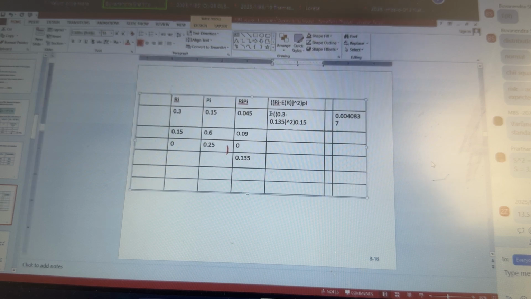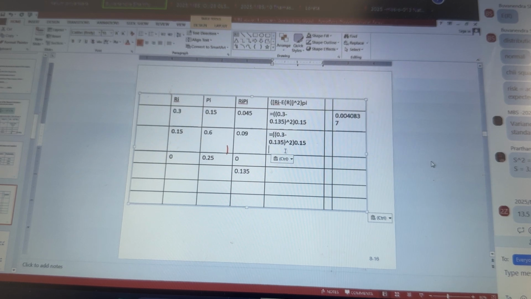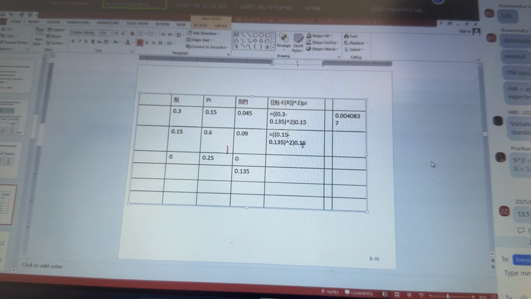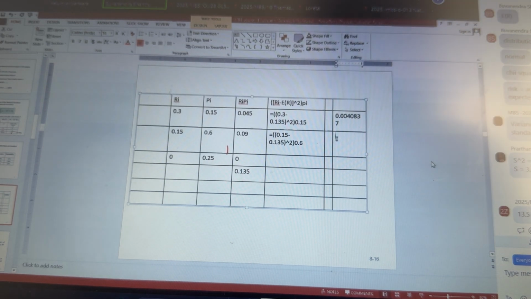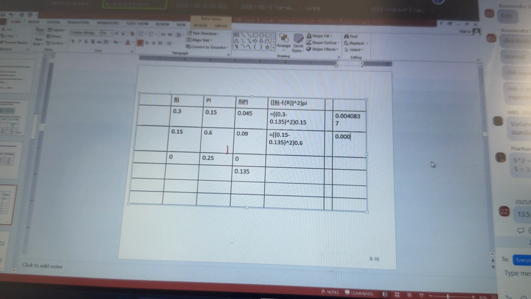Similarly, you can calculate for each, right? So you need to write it this way for each. Say, the second, you can see how we can write. The return is 0.15 here, so the probability is 0.6 here. So if you calculate it here, (0.15 minus 0.135) power 2 multiplied by 0.6, right? So the top it comes as a minus 0.4. So it means 0.000135, right? So here you can see what is the outcome.